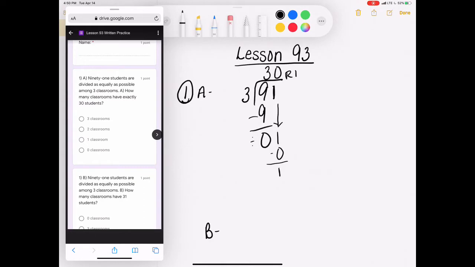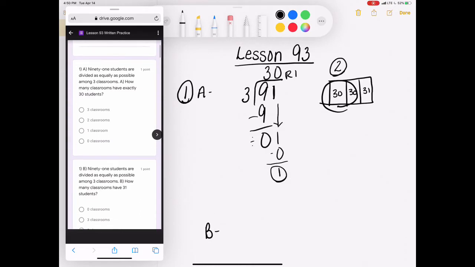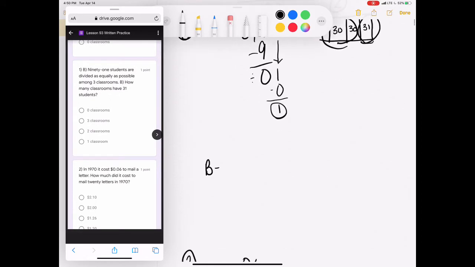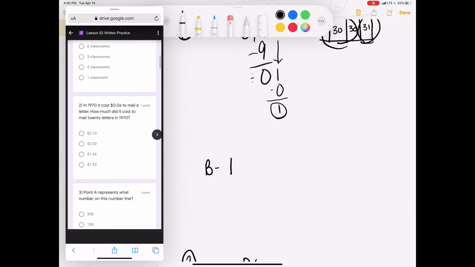So I have 30 students in 2 classrooms and 31 in the 3rd classroom, because this remaining student has to go somewhere. How many classrooms have 30 students? There would be 2. Number 1 is 2 classrooms. How many classrooms have 31 students? That would be 1 classroom. On part B, 1 classroom has 31 students.